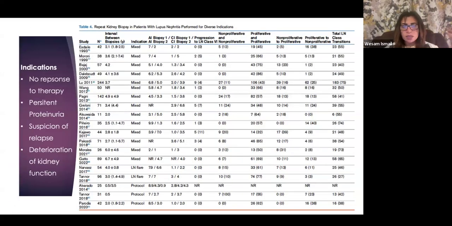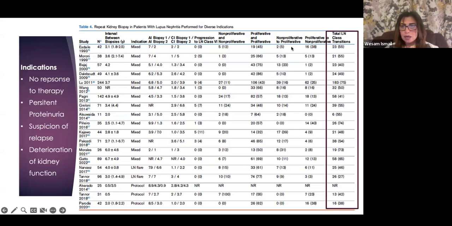Now, this also comes from different studies, as you can see, as old as 1993 up till the latest study in 2022, just 2 years back. And I want you to look at all of these studies. The second biopsies or repeated kidney biopsies in these patients were performed for diverse indications. So the indications were no response to therapy, so they were non-responders, or these patients had persistent proteinuria, or suspicion of relapse, or deterioration of kidney function. So basically, these were the indications.